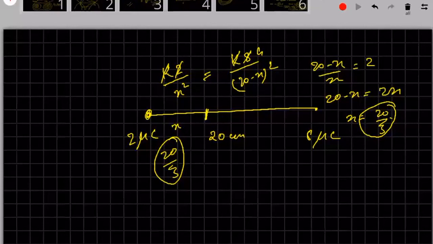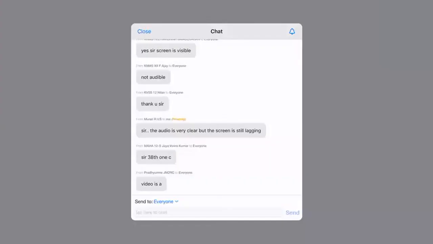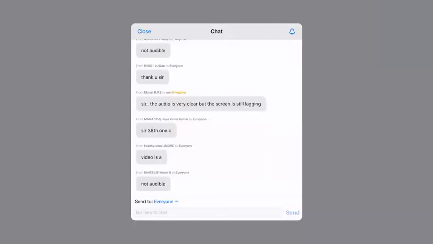The electric field will be 2 into K by x square because of one charge. Because of the other, it will be 8 into K by 20 minus x the whole square. And these two should be equal. So to make these two equal, cancel out the K's and take square roots. Then you will get 20 minus x by x is equal to 2 by 1. Now rearrange it and you will get your answer.